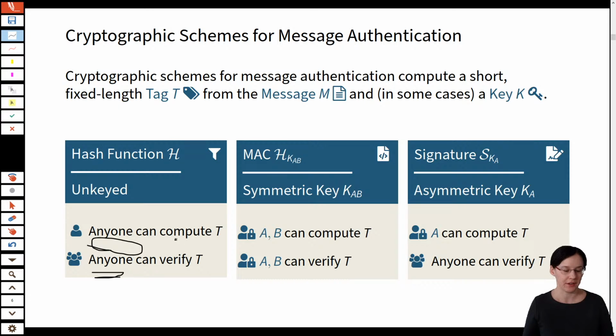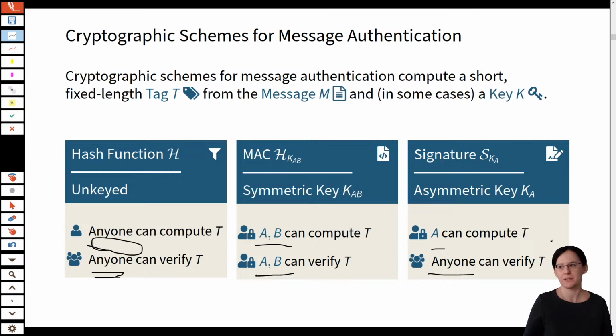So both is possible for everyone without possession of any key. We also have 2 keyed versions. First one where both people share the same secret key and both of them can compute and verify tags. This is the symmetric case we talk about today. And then there's the asymmetric case where only one person can compute the tag, but everybody can verify it. And these are the different scenarios that we're interested in.